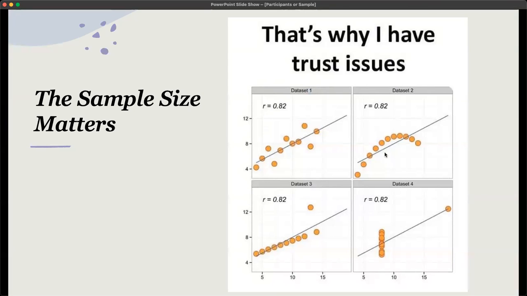If you have a small sample, you can get the same R value. This is the same statistic number, but we can see that the data is behaving very differently. A positive correlation would be seen in the first one, but the fourth image does not show a positive correlation. But with a small sample, it's giving the same number. If we had a sample of hundreds or thousands of participants, we're not going to run into this issue. As the sample size increases, the reliability of the results is also going to increase.